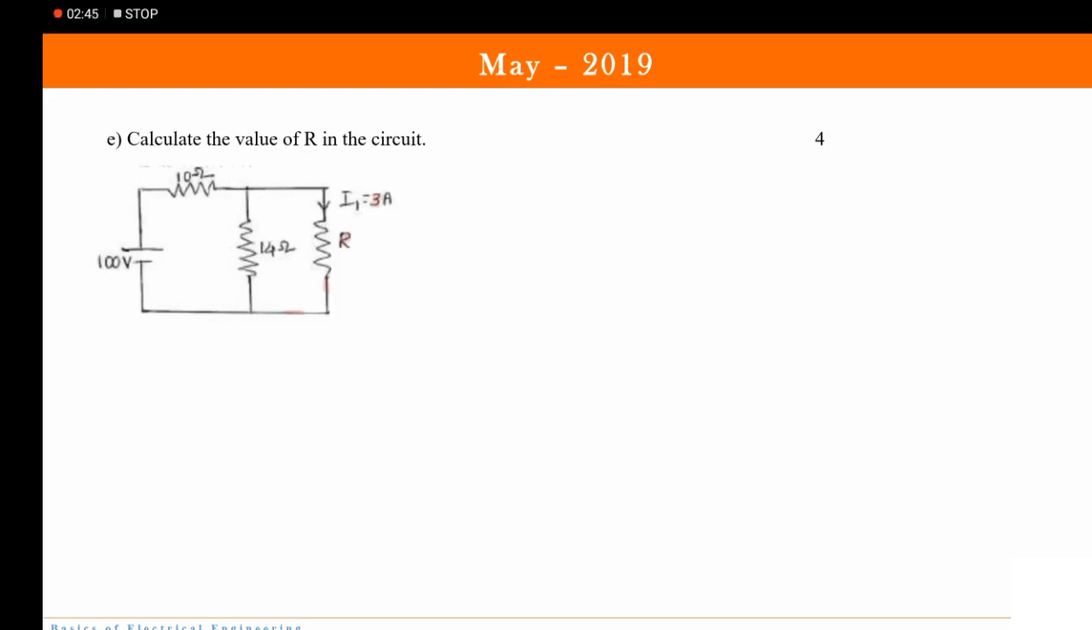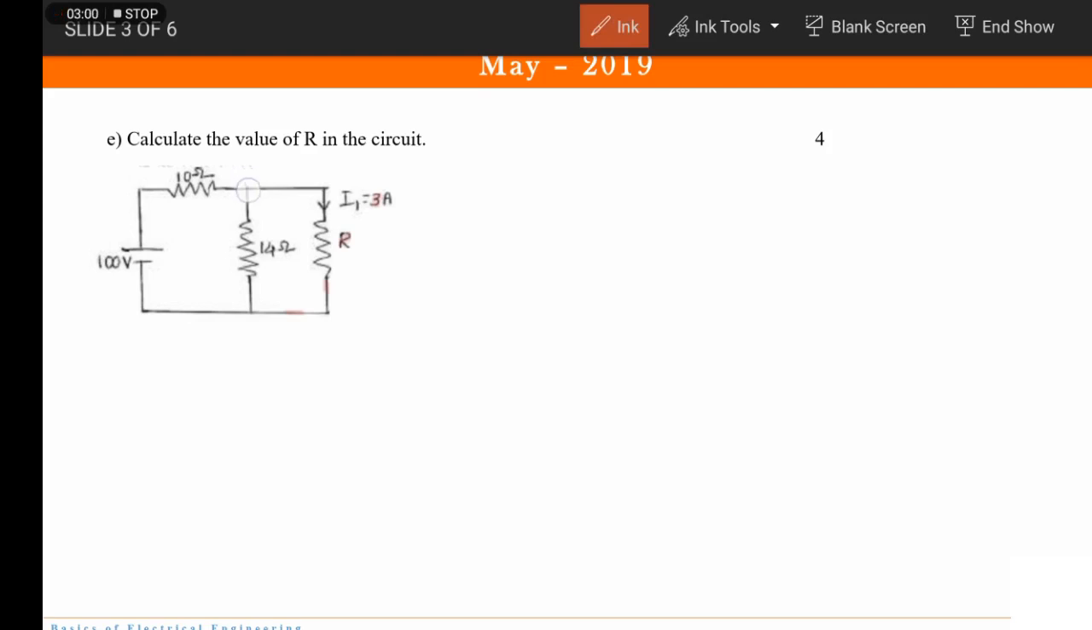Now the next part, that is the E part, says: calculate the value of R in the circuit. This is quite a simple circuit, isn't it? Yes. So to solve this, let us assume that this is the node, right? Let us assume that this voltage be V. If I apply KCL, or by using nodal analysis, what equation can be written? This is V, this is 100.